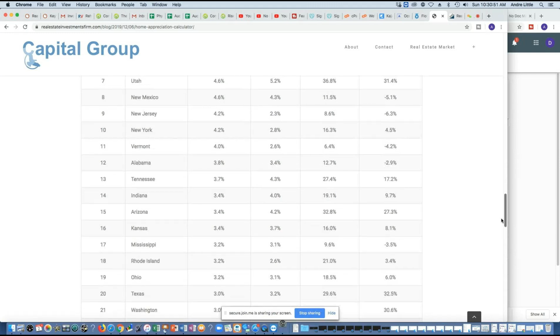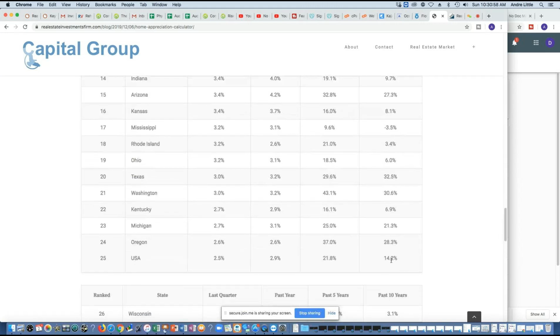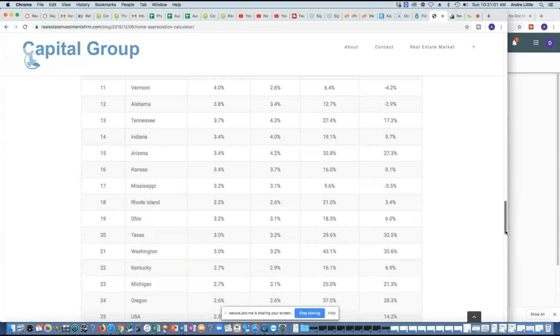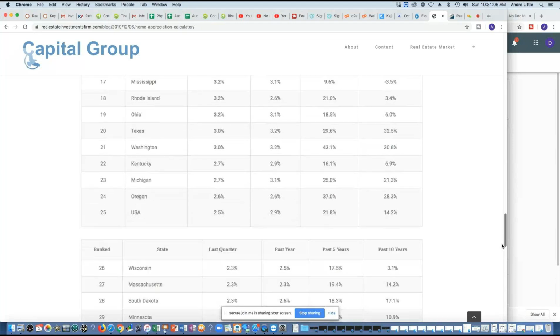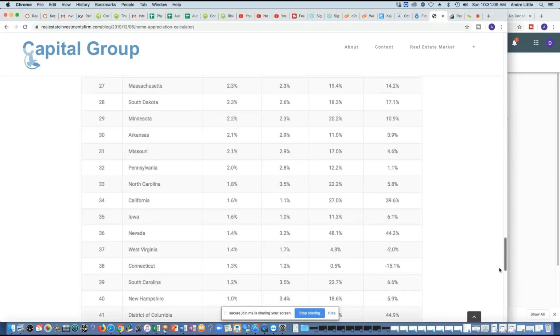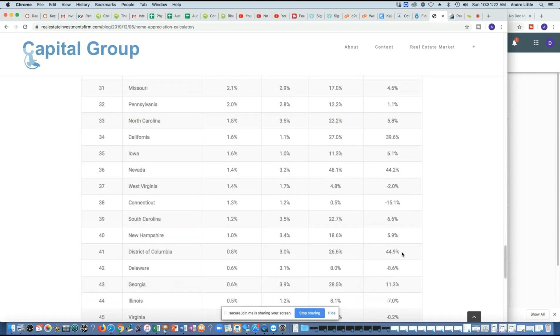Now let's go forward here and let's talk about some of the states that did better than 14.2%. Let's look at some of the other states here. The state that did the best over the last 10 years in the U.S. is Nevada, 44.2%. Out of the desert, last 5 years, 48.1%. Actually, one did a little better than Nevada, and that's D.C., the nation's capital. It's incredible what's taking place here in D.C. So all the politicians are buying the property around there, and they are actually riding a huge wave there.